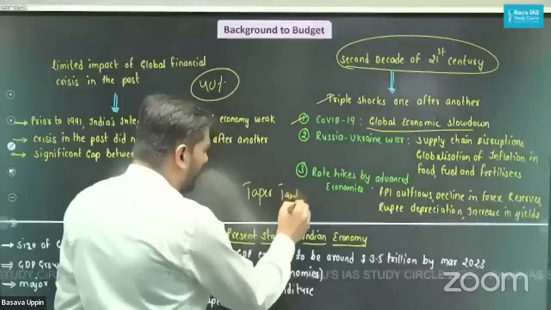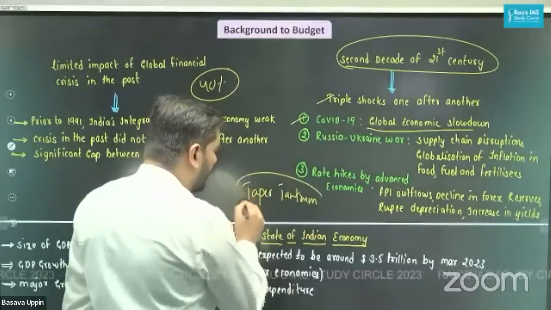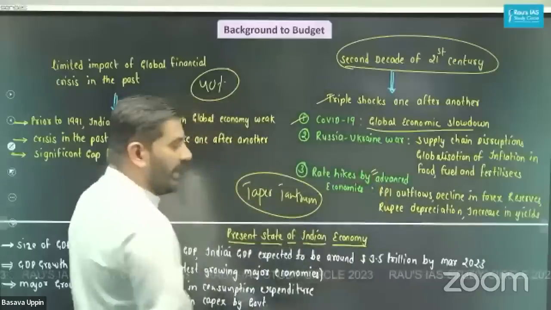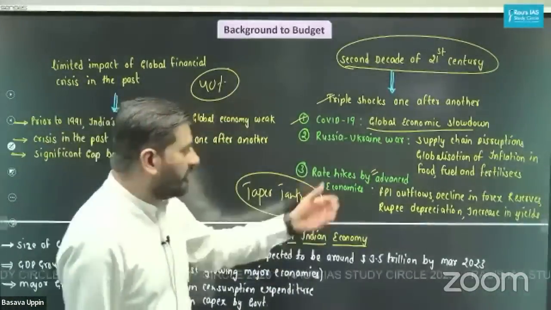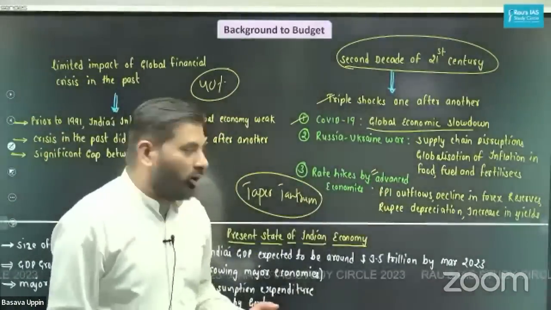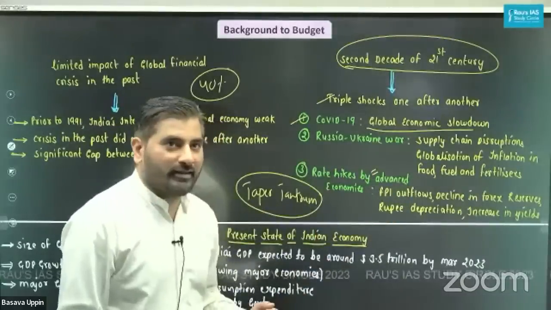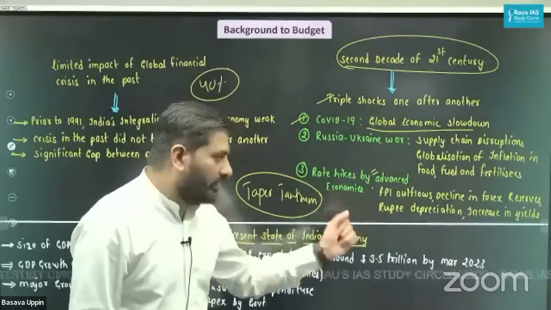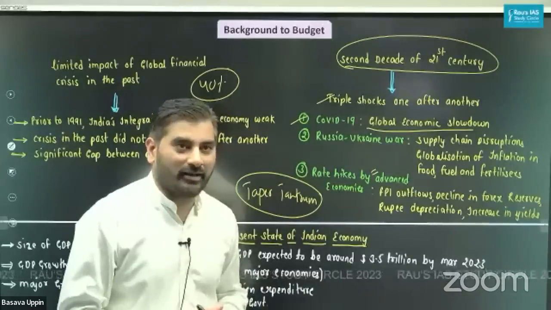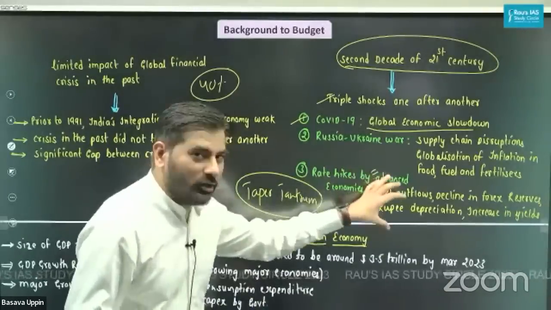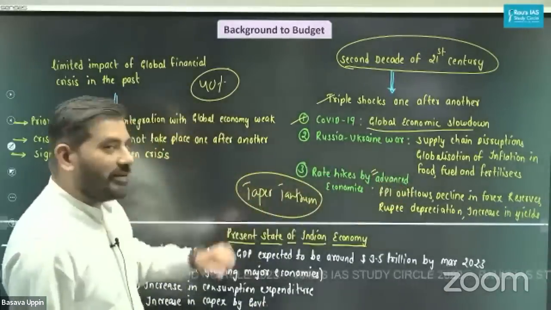So because of the increase in policy rates by the US Fed Bank, its negative repercussions on the Indian economy were in the form of large-scale FPI outflows, decline in forex reserves, rupee value got depreciated, and there was an increase in the yield rates of government securities. All this negative impact on the Indian economy, we call it the taper tantrum.